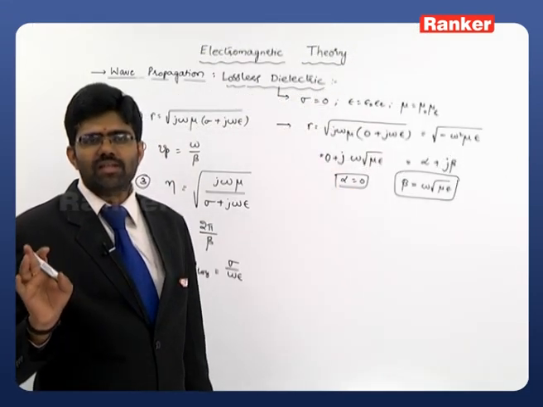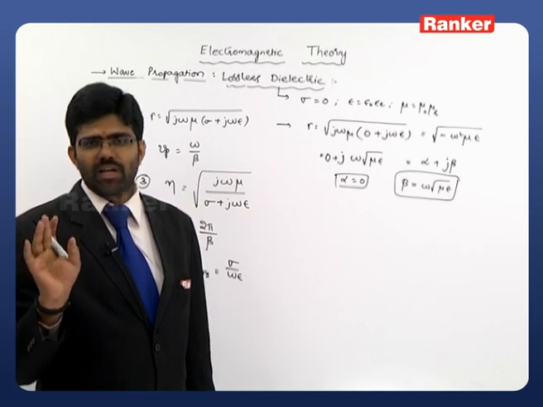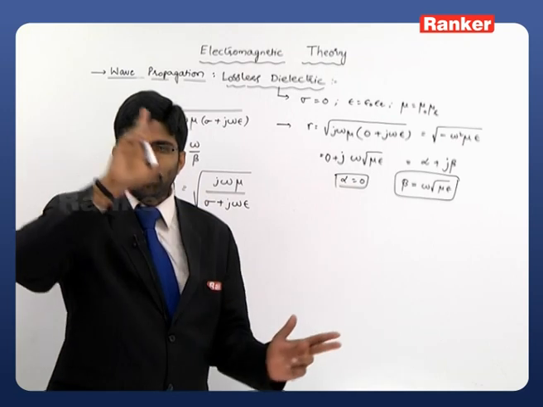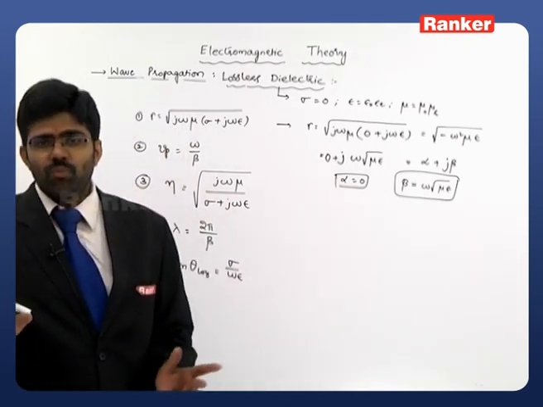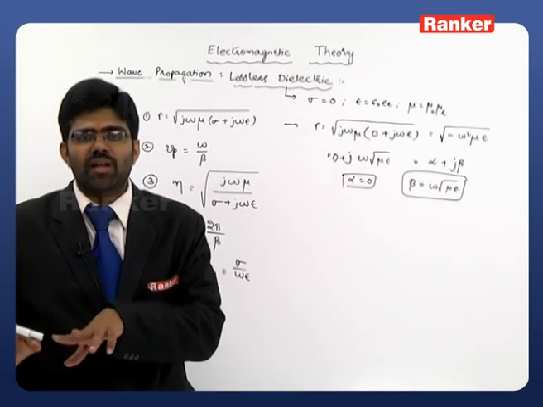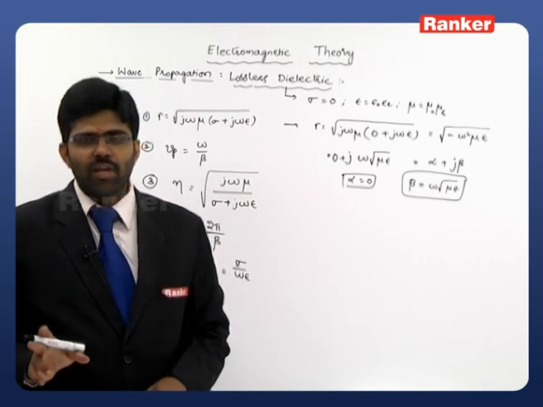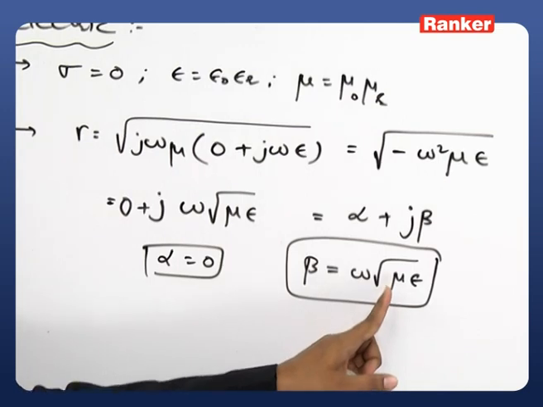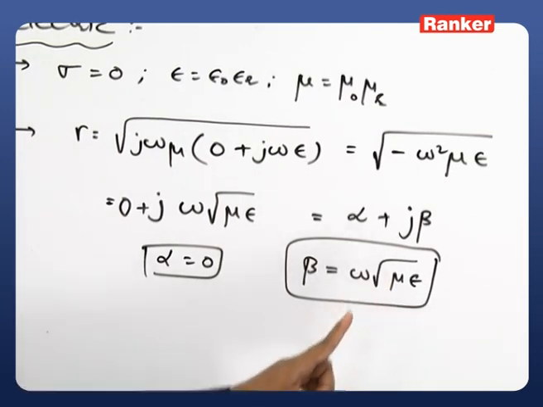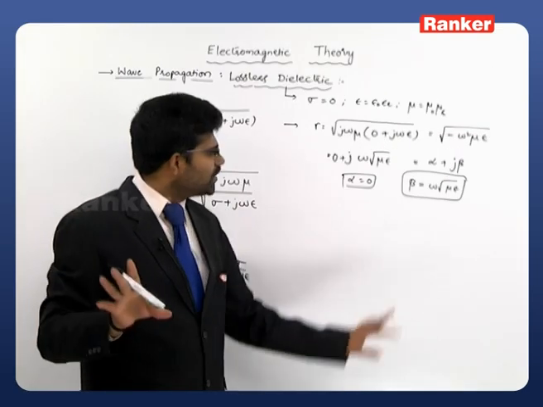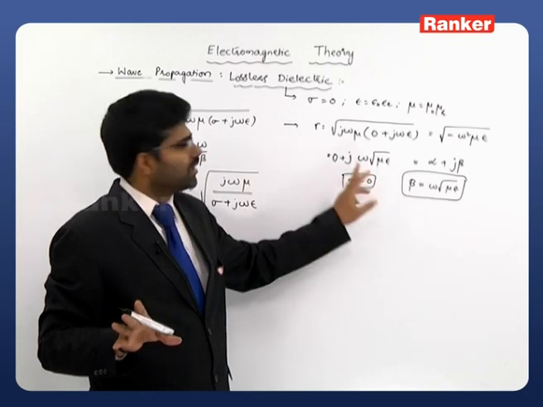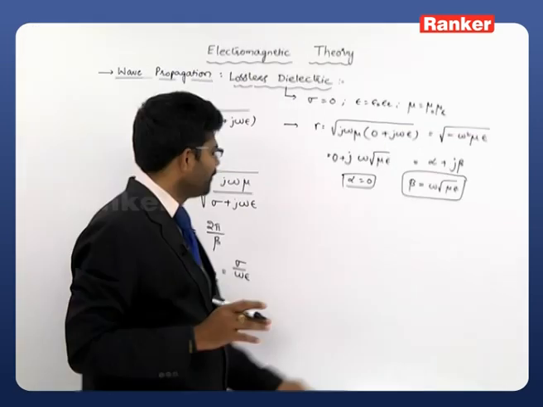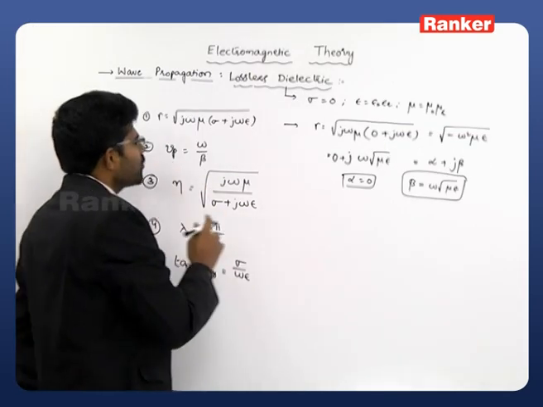Not only for lossless dielectric, for any lossless medium alpha is equal to 0. If you remember this, the same is applicable in our transmission lines also, where we say that it is a lossless transmission line, alpha is equal to 0. And if you remember this particular equation, beta is equal to omega under root mu epsilon, a similar quantity will appear in our transmission lines also. For some time, just remember this equation, that alpha is equal to 0, beta is equal to omega under root mu epsilon. And the second quantity what we have is a phase velocity.